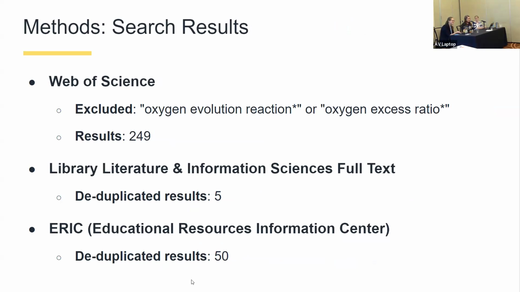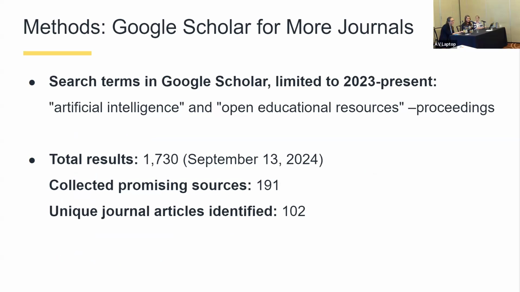So the results were 249 after we removed the retracted articles. And then from there, going into our other two databases, we deduplicated. So we didn't include anything we had already found from Web of Science. We found 5 from Library Literature and Information Sciences. And then we found 50 from ERIC. Next slide, please.